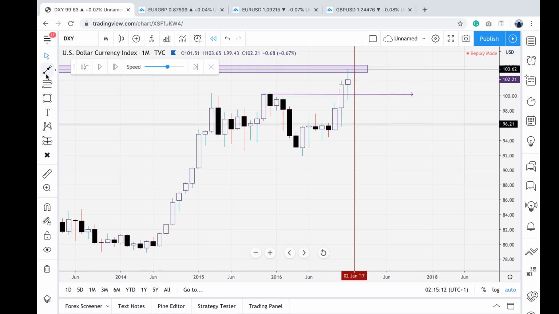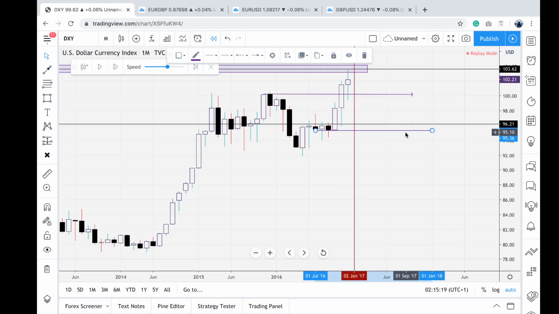But I also want you guys to pay attention to these very clean body candles at this point. Very clean body candles at that point. That is a monthly rejection block.